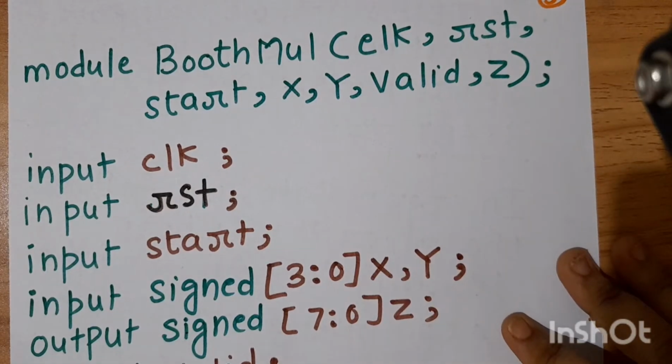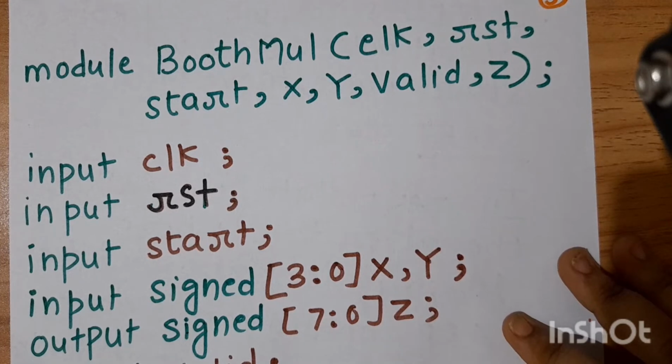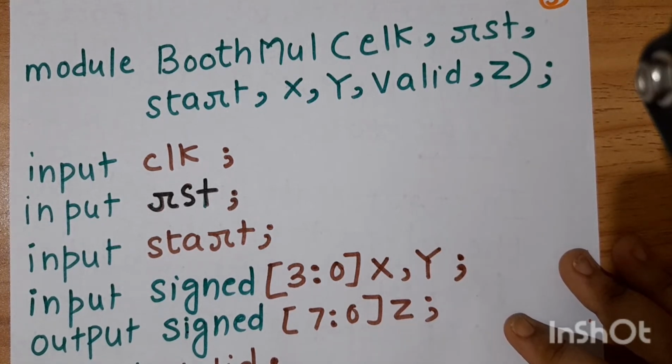So here is the module definition of the Booth's multiplier. Module Booth's mul means Booth multiplier. What are the signals to the Booth's mul block? Clock, reset, start, X, Y, valid and Z. Input clock, input reset, input start, and the operands are specially declared as signed. They are signed numbers. X and Y are the multiplicand and multiplier. So input signed [3:0] X, Y; semicolon. In that [3:0], the MSB carries the sign of X and Y.